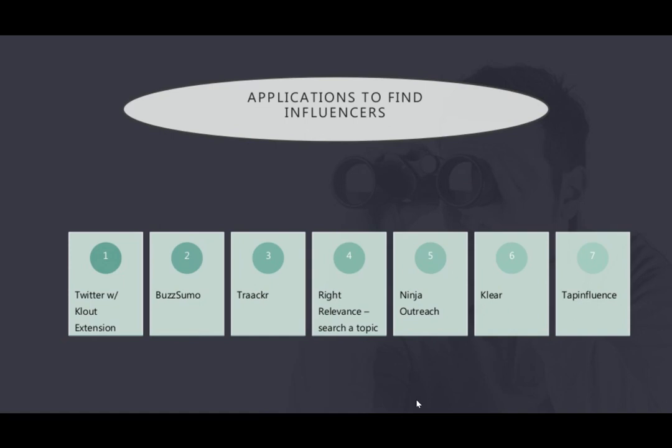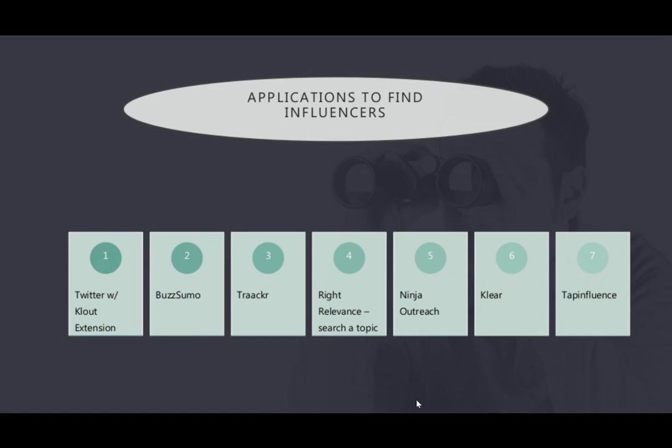So let's look at some of the tools. There are hundreds of tools out there. It just really depends on your business needs. You can even use Twitter with the Klout extension. So while you're browsing through Twitter, you can see their Klout score. Klout is just another way of measuring. It's not always accurate because people can game the system to get a high Klout score, but it's a good starting point. Have a look at BuzzSumo. That's a really popular tool. Then we have Traackr, which is more enterprise level. And then we have Right Relevance. I love that little tool.